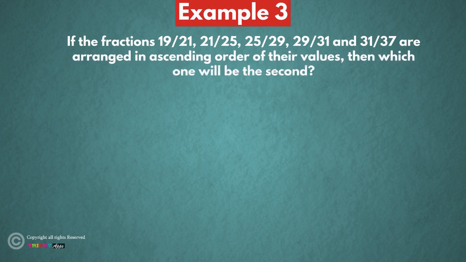Example 3. If the fractions 19 by 21, 21 by 25, 25 by 29, 29 by 31 and 31 by 37 are arranged in ascending order of their values, then which will be the second? Let us see the solution.